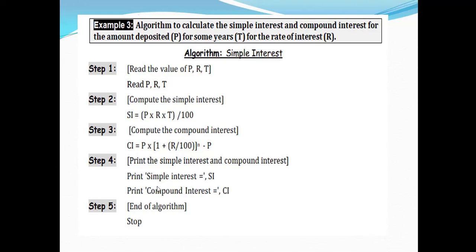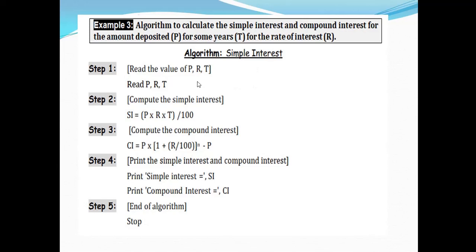And then in step 4 we are going to print the values. The simple interest value and the compound interest value are going to be printed. So here print simple interest, SI, the result which we are getting here. And print compound interest, the CI value which we are getting from here. And then at the end of the program, there is a stop. Stop represents the end of the program.